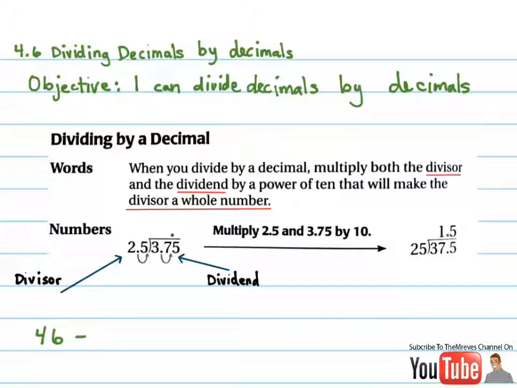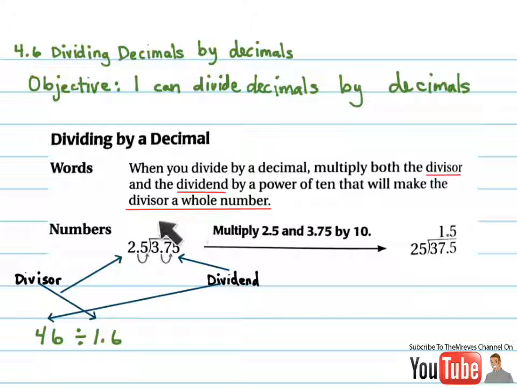Let's say that we have 46 divided by 1.6. Now, this is another way to write division. And remember, divisor means the number that we're dividing by. So 1.6 is the number we're dividing by. And our dividend is the 46.